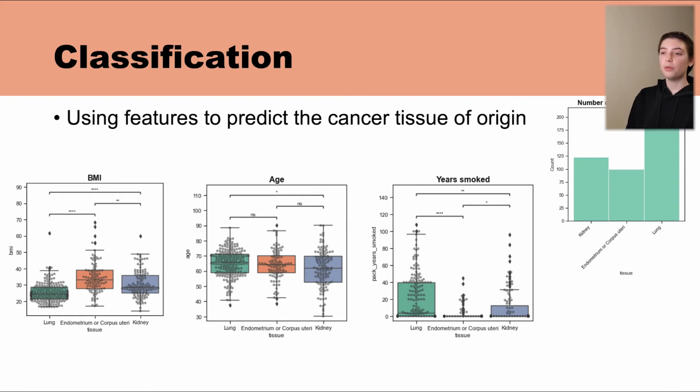Okay, cool. So moving on to classification. What we want to do is use the same features that we used for dimensionality reduction to predict the cancer tissue of origin. Keep in mind that we have an imbalanced data set. And the next thing we'll look at, before we dive into doing this, is whether our features contain information that is able to separate?